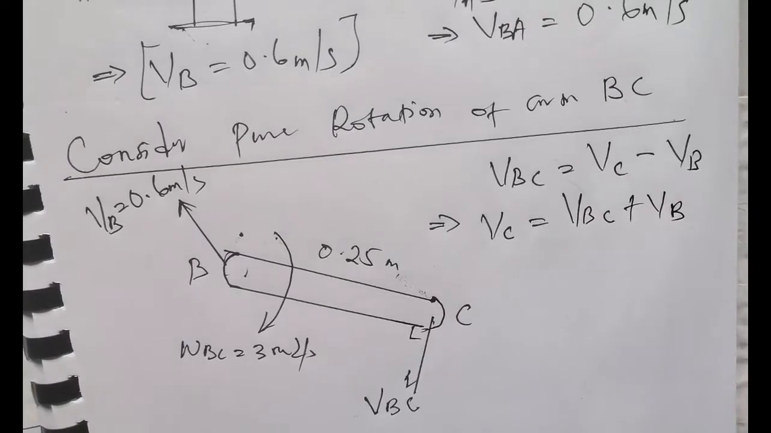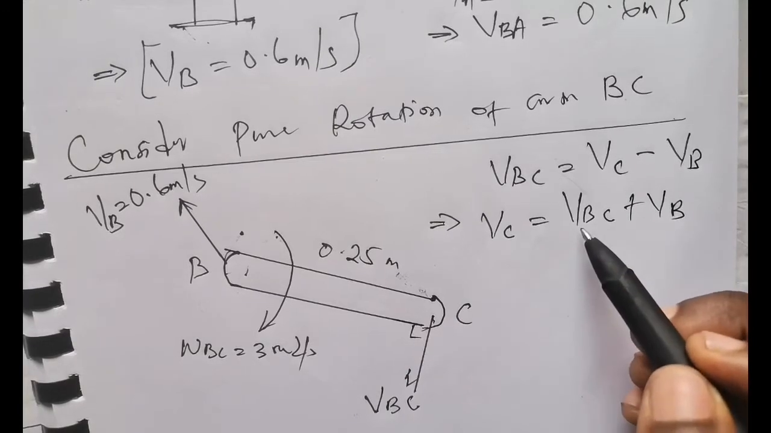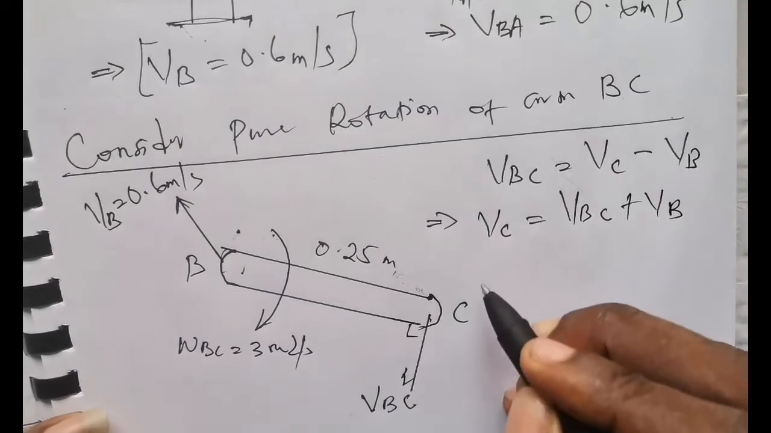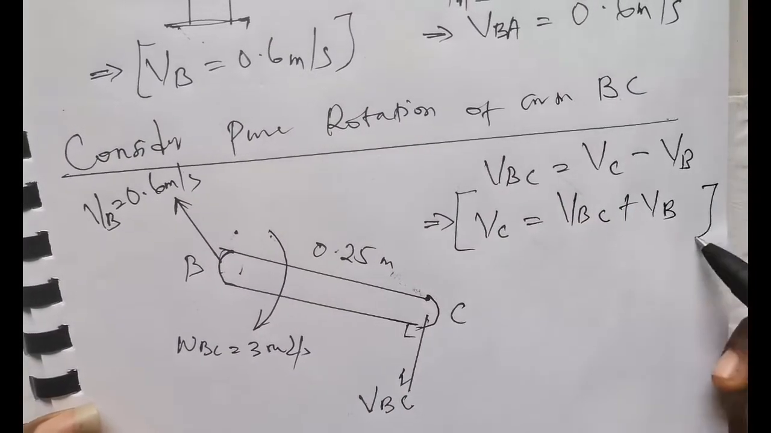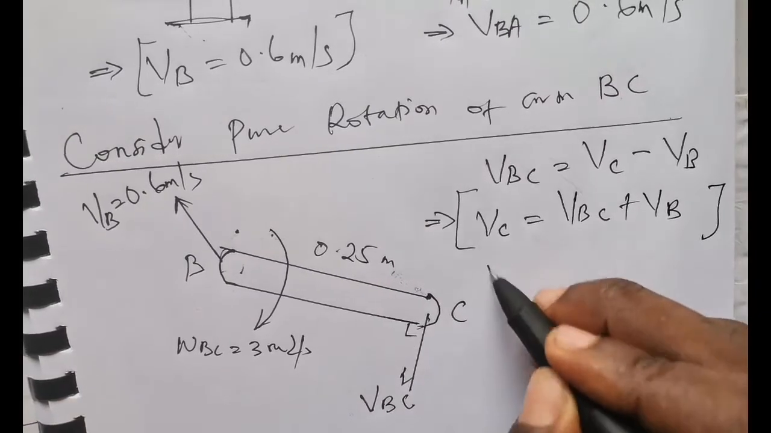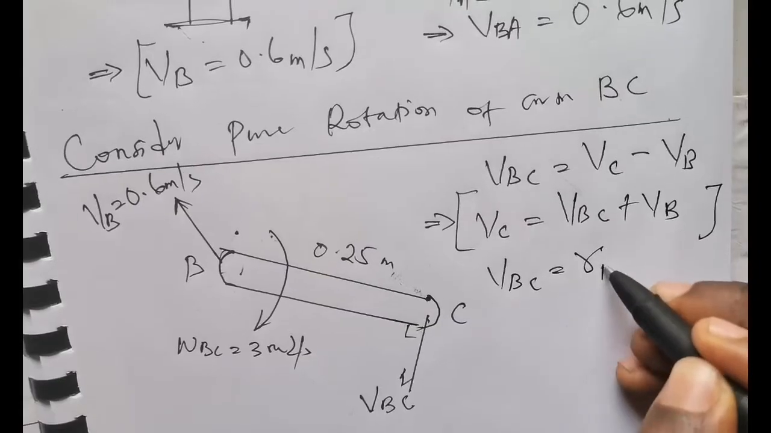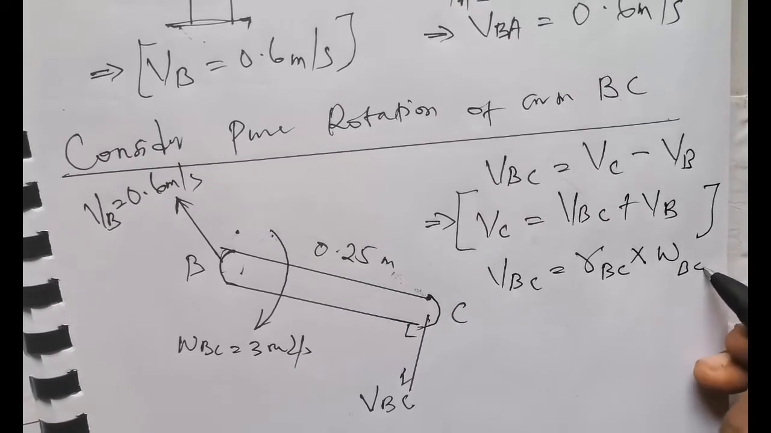So this becomes our velocity vector at point C. Okay, we now need to find the value of the relative speed between B and C. Again, VBC. Keeping this equation aside for VC, VBC itself is equal to the radius arm between B to C multiplied by the angular speed between B to C.